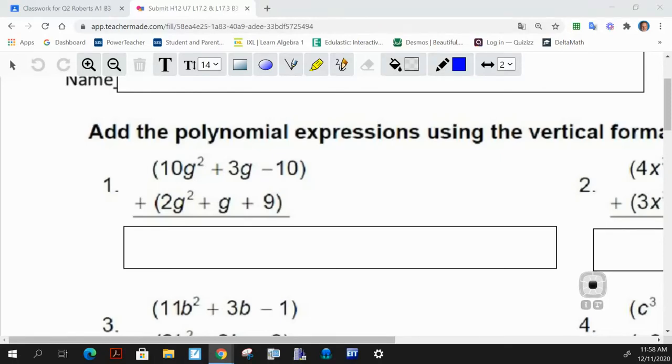In this lesson, we're working on adding and subtracting polynomials. So H12, that's your homework for today. I'm going to look at just some problems off that homework assignment, and I'm going to start with problem number 1. So everyone in here needs to write it down.